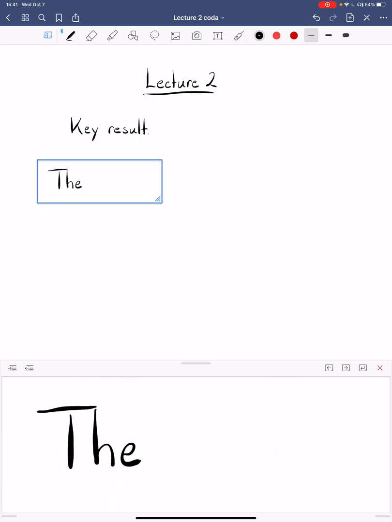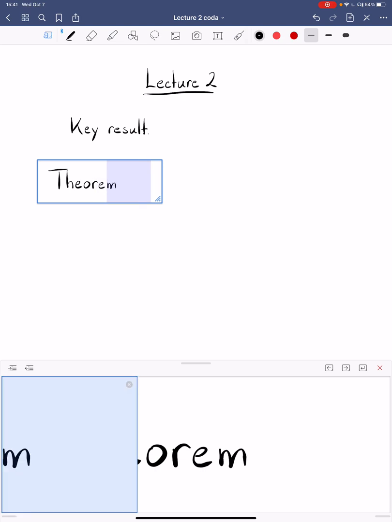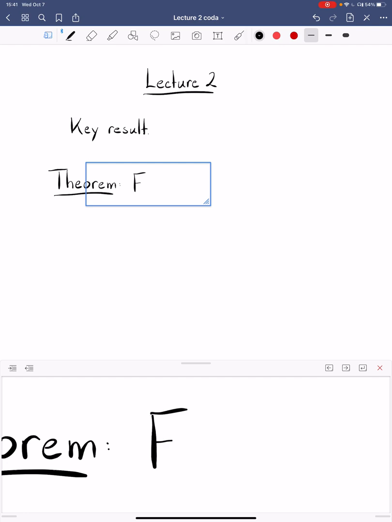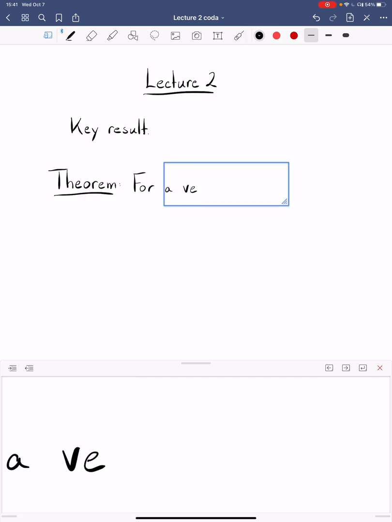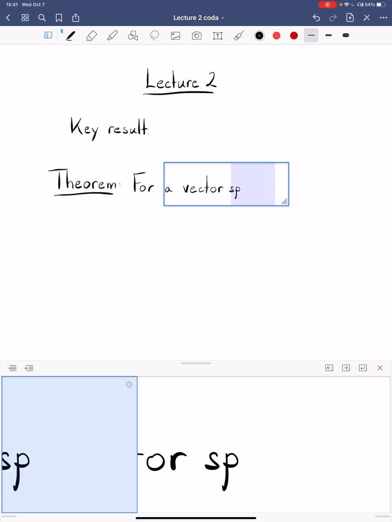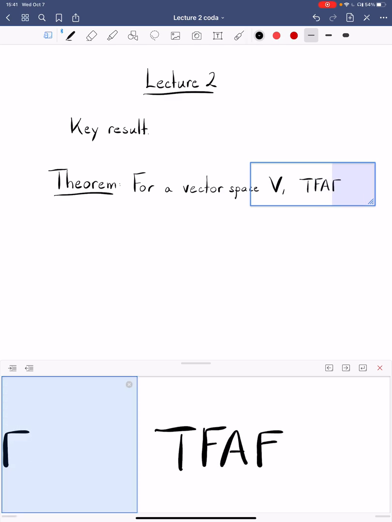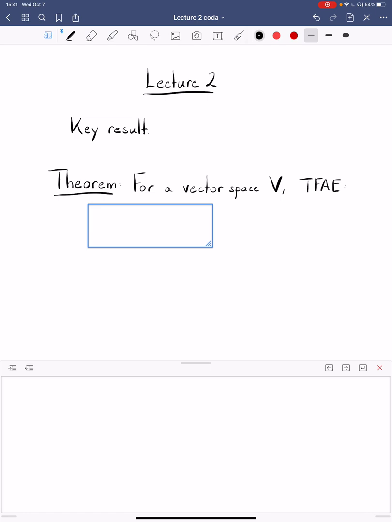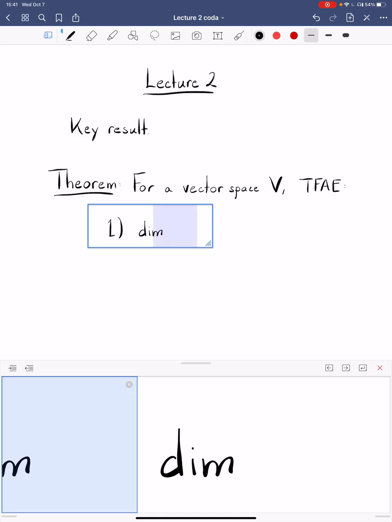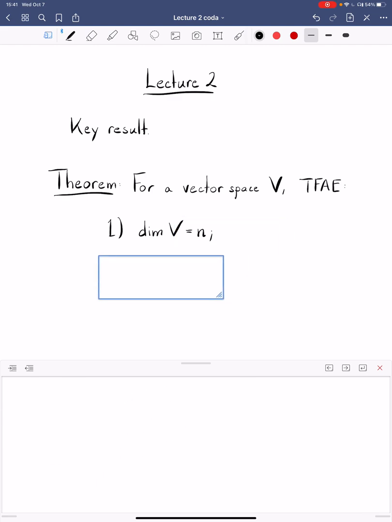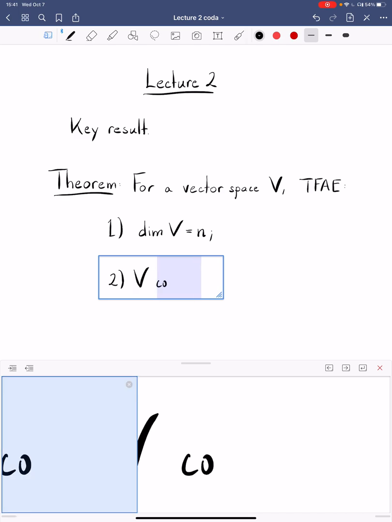I believe this is stated as theorem 1 in lecture 2. I'll just call it theorem here without numbering it. The theorem says that for a vector space V, the following are equivalent. So there are two logical statements whose truth is equivalent to one another. The first is that the dimension of this vector space V is equal to some non-negative integer n.